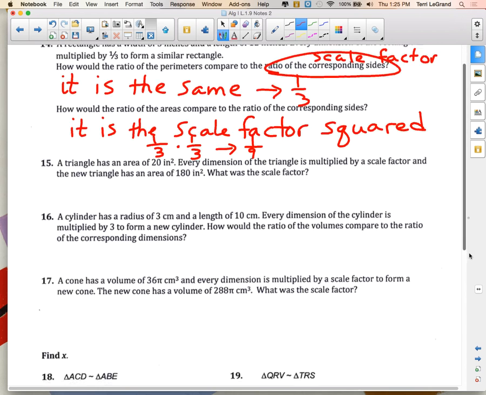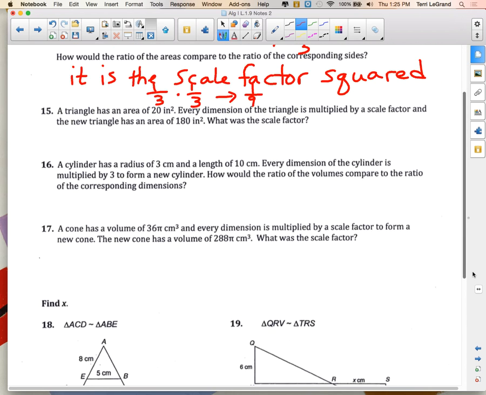Okay, well then, next one we have a triangle involved. With this triangle, they tell us what its area is. It's 20 inches squared. Every dimension of the triangle is multiplied by a scale factor of, oh, do they tell us what the scale factor is? 3. Do they tell us what the scale factor is? Or did you find it? Does it tell us here anywhere?